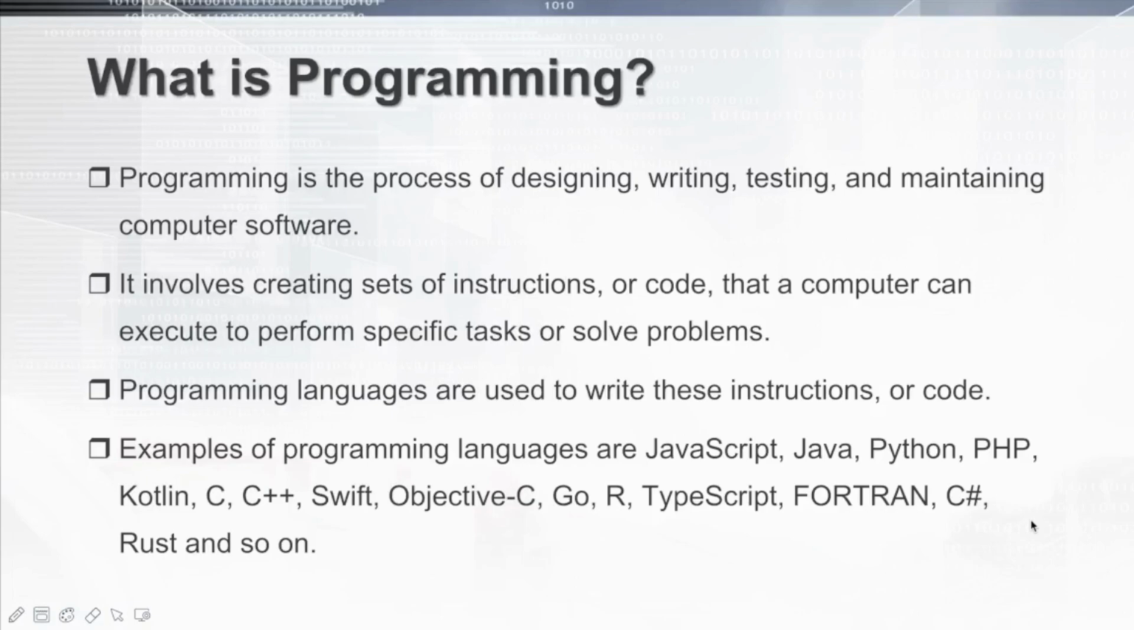So, we have languages like JavaScript, Java, Python, PHP, Kotlin, C, C++, Swift, Objective-C, Go, R, TypeScript, Fortran, C Sharp, Rust, and so on. So we have a lot of programming languages. You can Google programming languages to be able to see some of the lists of programming languages that are not covered here.